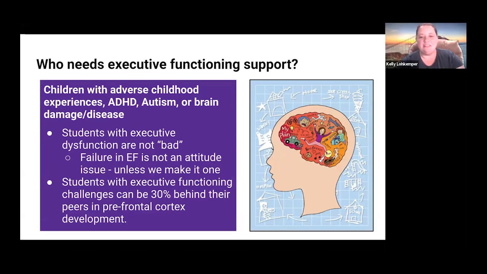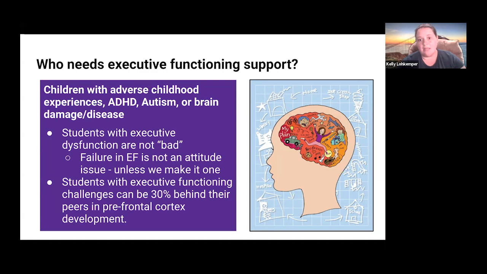But children in the neurodivergent community specifically need these supports. As Katie said, their brains are still developing, but what has actually been found is that students in the neurodivergent community can see more executive functioning challenges. As you can see on our slide, they're actually 30% behind their peers with their prefrontal cortex development. So if you have a 12-year-old student, you have to think about their executive functioning, that could be that of a 9-year-old.